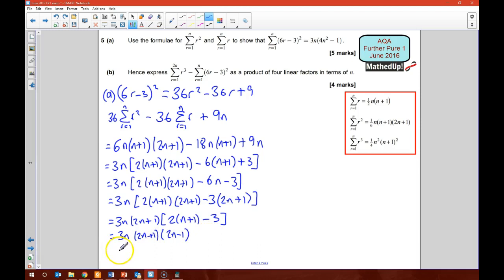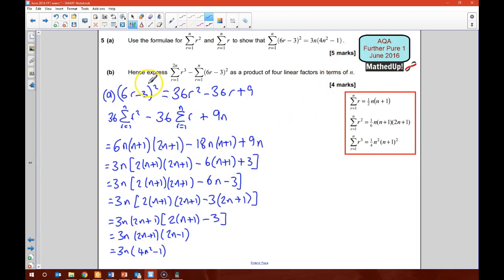Okay, so that's writing it as 3 linear factors, but I've just noticed I want to write it in this form here. Well, 2n plus 1 times 2n minus 1 is in fact just going to be 4n squared take away 1. So I can say, well, that's going to be equal to 3n times 4n squared take away 1. Okay, and if I would have noticed that before, I could have just expanded it out there. But oh well, we've got the answer now. Okay, so that should give me my 5 marks there.